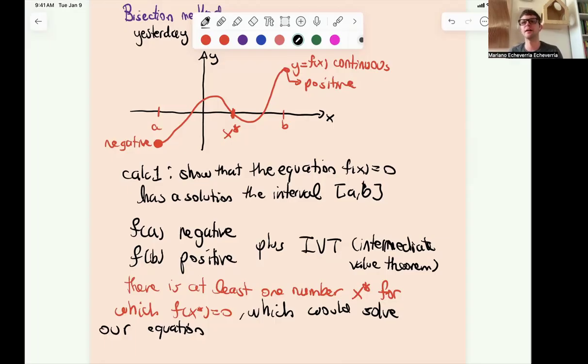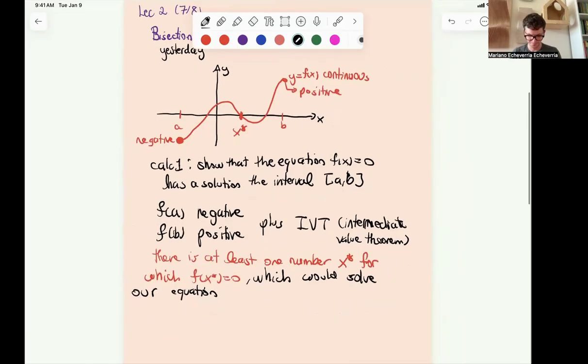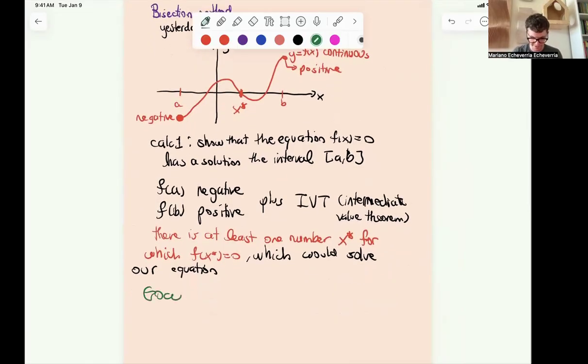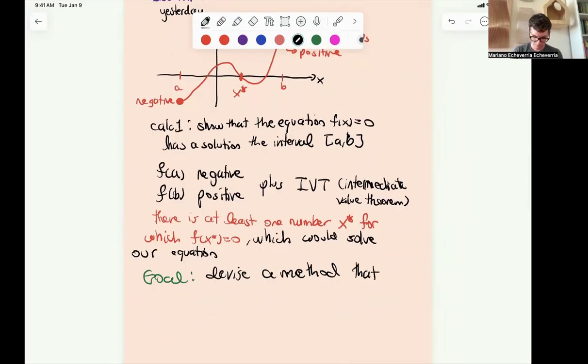Now, the philosophy of this course is that it is very nice to know that there is a solution, but you want to have more control on it, to be a little more precise. Ideally, and this is what we're going to start with today, you would create a method that allows you to find a solution, or if not find it, get as close as possible. So the goal is to devise a method that would get you as close as you want to the solution.